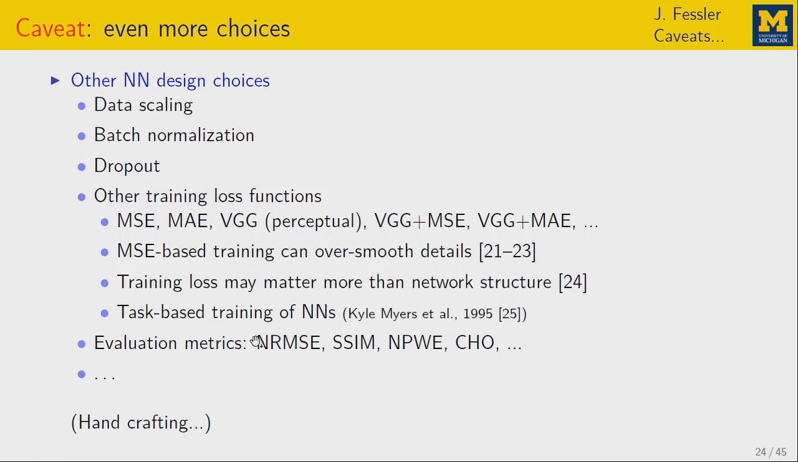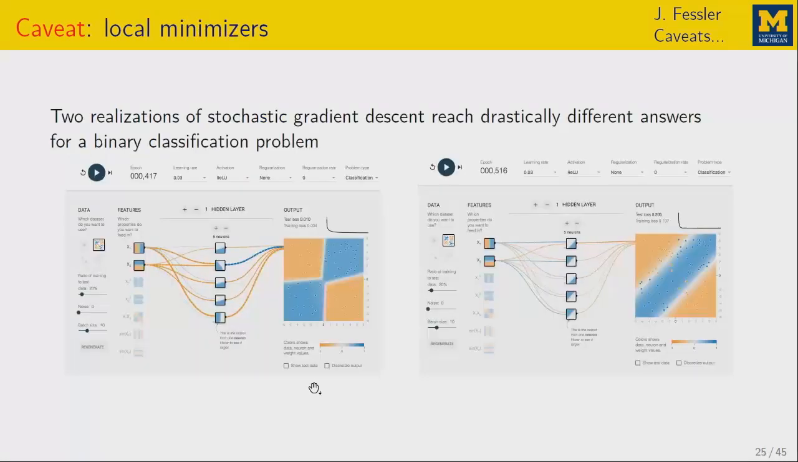There is a lot of handcrafting at this stage in the field that's going into this. I've already mentioned the issue of local minimizers. Even just playing with this very simple two-dimensional example on this website, I already experienced how stochastic descent can reach dramatically different answers for a simple binary classification problem. One run of the network led to this good classifier that does a good job of separating the blue from the orange training data.